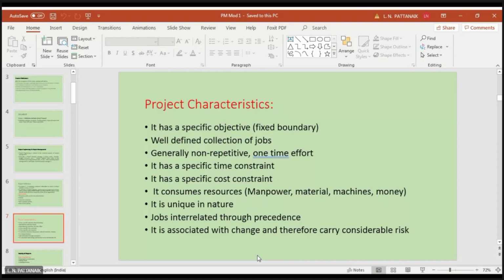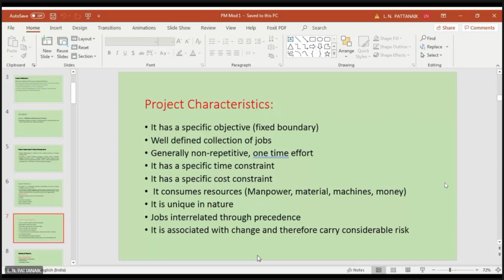Be it an IT software project, there is some precedence. First you have to program this one, then you will develop that module, then you will integrate it, something like that. So each and every project can be broken down into small packets of work, or activities or jobs, and they are interrelated. There are precedence relationships. In fact, these precedence relationships will be used in the topic called scheduling, which is in the last module of your subject. There you will find how these precedence relations become important.